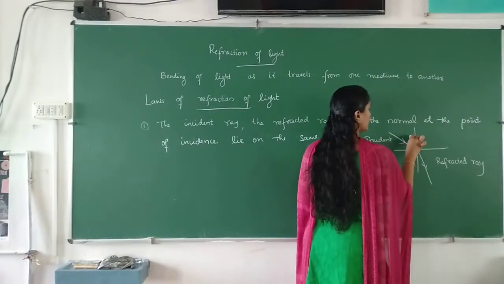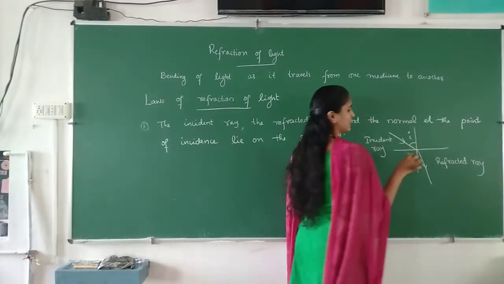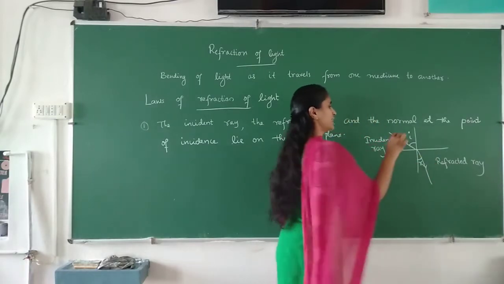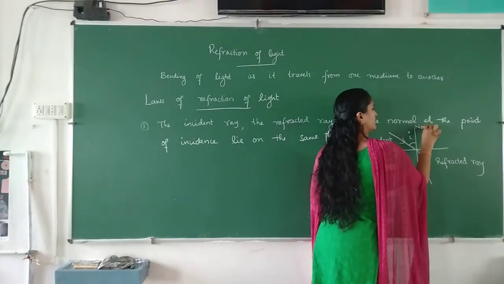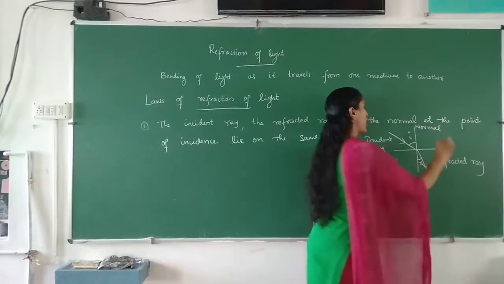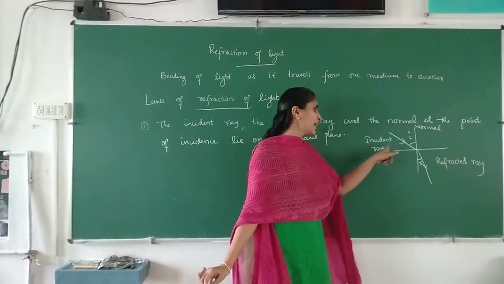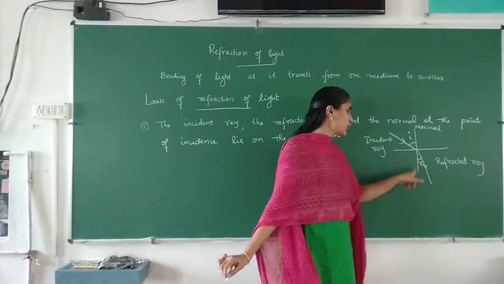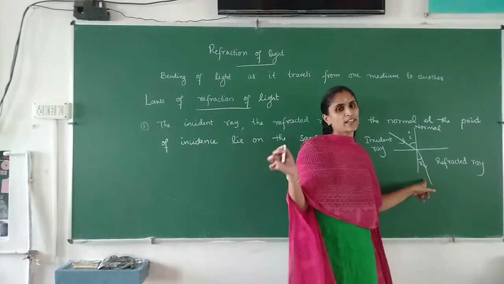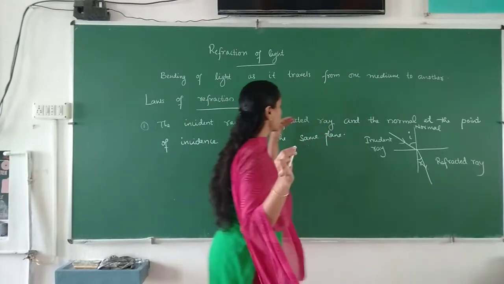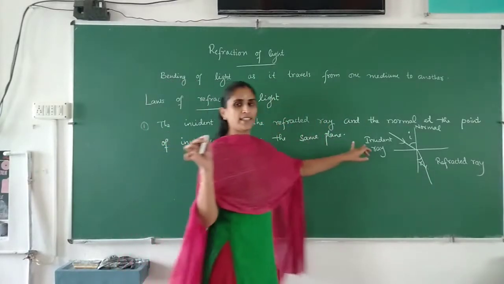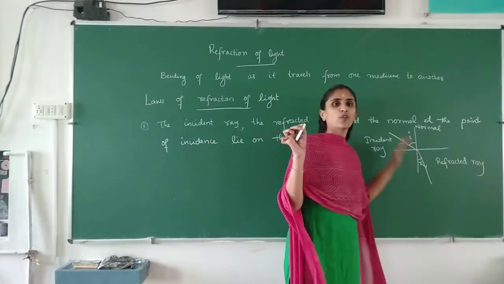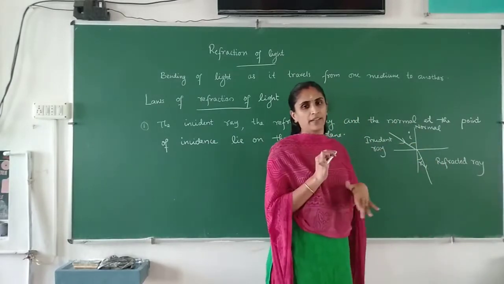and this angle we will call the angle of incidence, this is the angle of refraction, and this is the normal. So the angle between the normal and incident ray is the angle of incidence, and the angle between the normal and refracted ray is the angle of refraction. So what does the first law say? The incident ray, the normal and the refracted ray all lie in a plane.